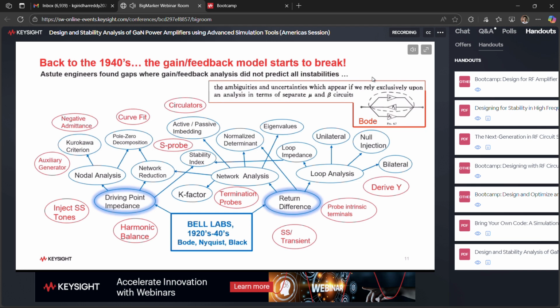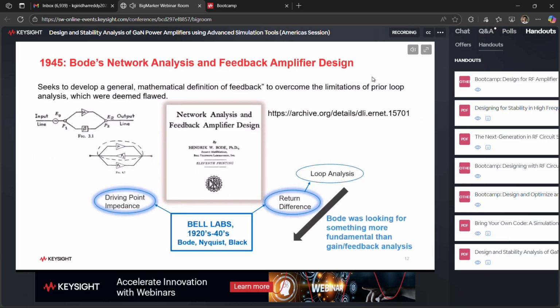So one effect is that feedback does not only go in one direction, and gain does not only go in one direction. It turns out these things are what we call bilateral. That's like what I mentioned with Tien's loop gain. So Bode was really looking for something a little bit more fundamental. He was looking to address this type of problem. And his goal was actually to get a definition of feedback that was rigorous, a mathematical definition of feedback, to overcome the limitations of this circuit-level loop analysis that oversimplified the problem.